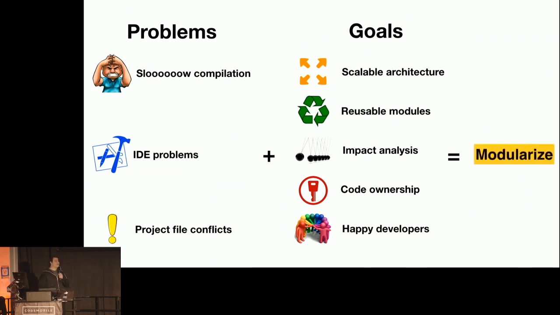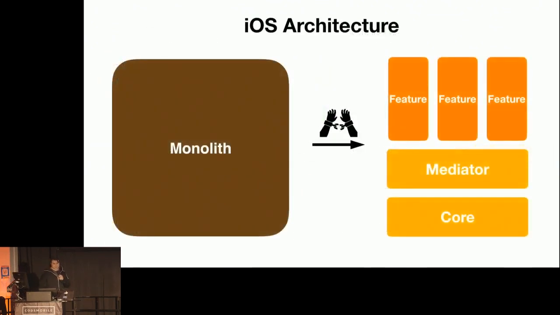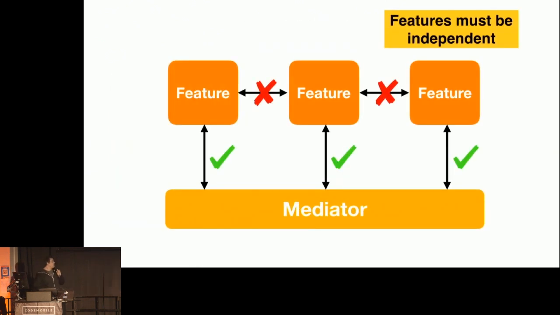And the answer is modularization of our project, and it looks like this. It's feature, models, mediator, and core layers. And we just split our monolith into these layers. The main rule to receive the benefit from parallel compilation is that features shouldn't depend on each other. And the mediator should be lightweight and compile fast.